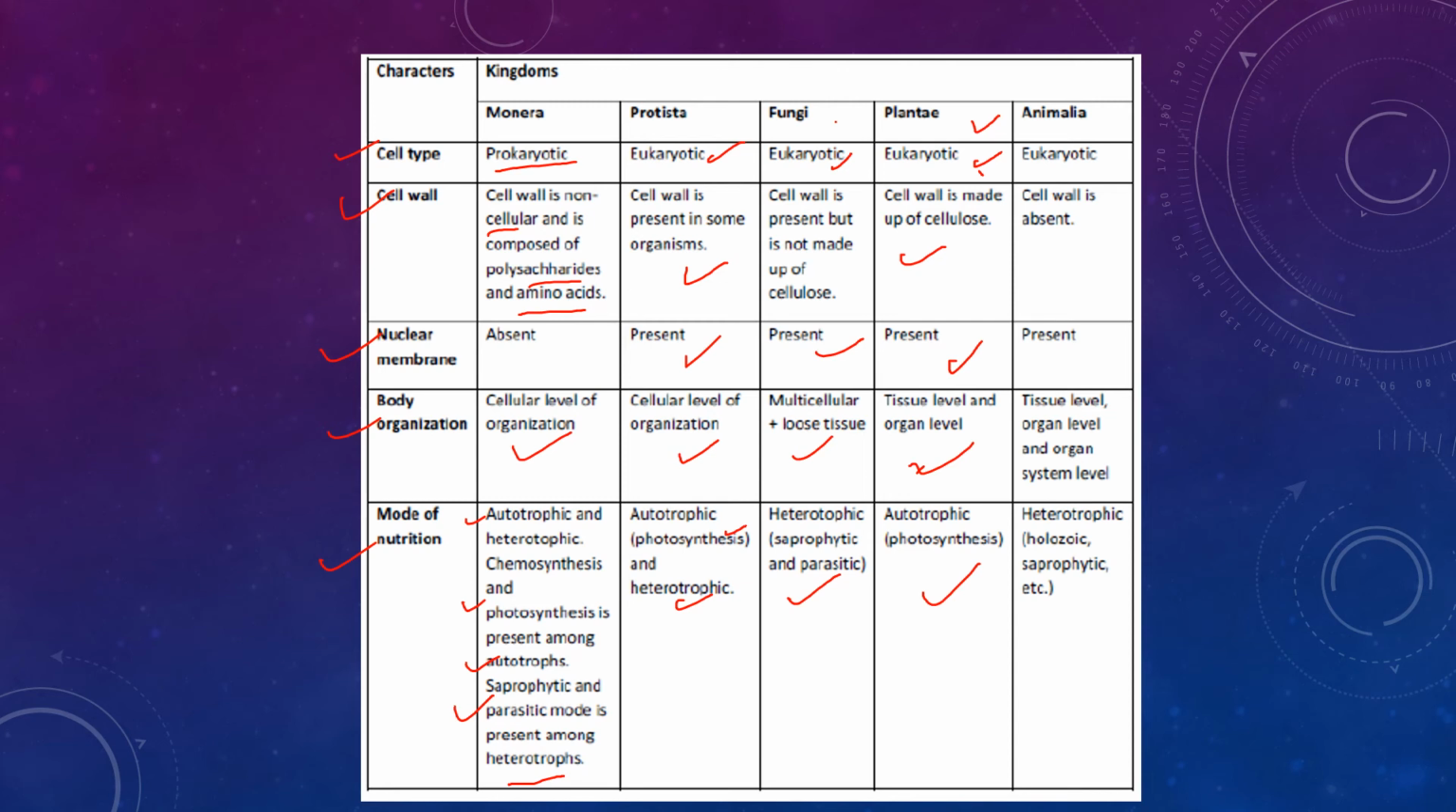Next, the cell type of Animalia: they are eukaryotic. In Animalia, the cell wall is absent and the nuclear membrane is present. Body organization is tissue level, organ level and organ system level of organization. The mode of nutrition in Animalia is heterotrophic and they can be holozoic as well as saprophytic in nature.